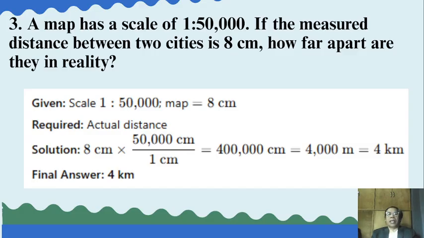So our scale is 1:50,000. And we have 8 centimeters. And then required the actual distance. So the solution will be 8 centimeters multiplied by 50,000 centimeters over 1 centimeter. So the answer is 400,000 centimeters. And that is equivalent to 4,000 meters. And that is equivalent to 4 kilometers.